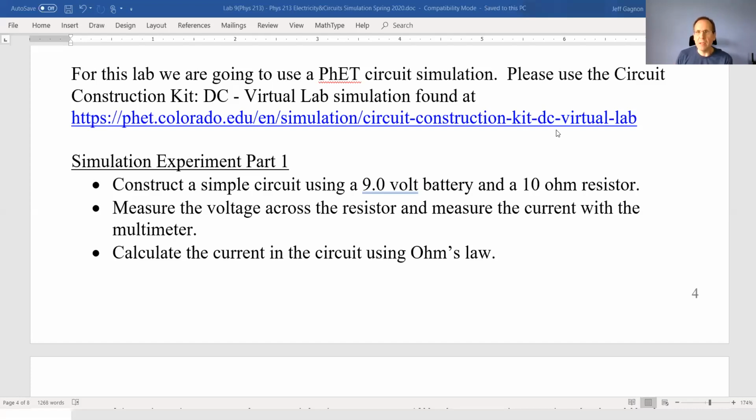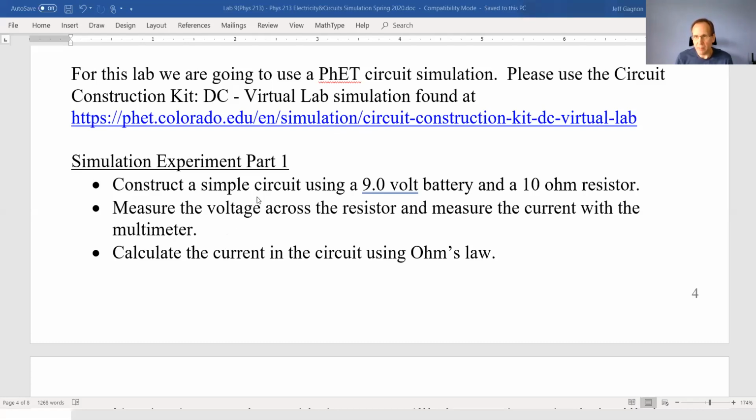So again, this is going to be a simulation. It's called Circuit Construction Kit, DC, right, direct current virtual lab simulation. And here's the link to it. I also will put the link on Brightspace separately. So what I want you to do first, and I'll describe all of this as we go through it, but let's just look at the handout.